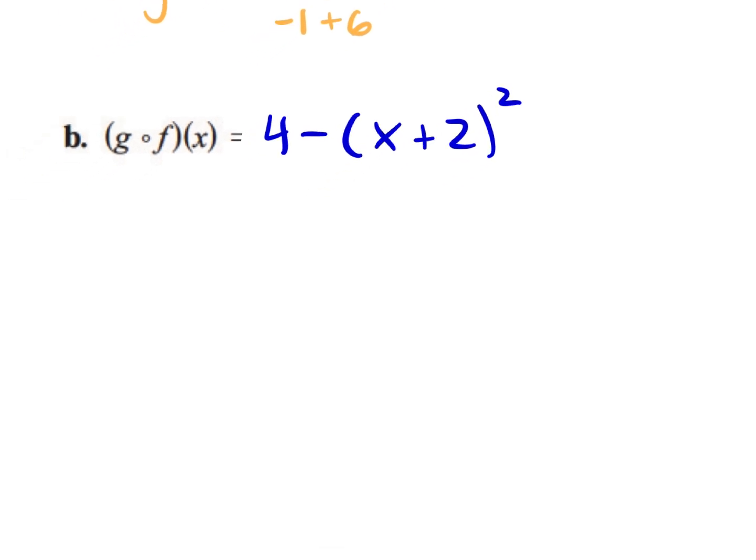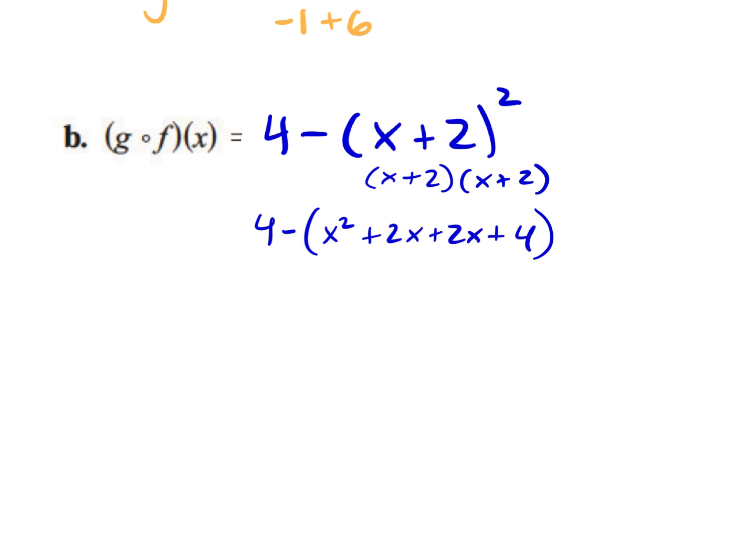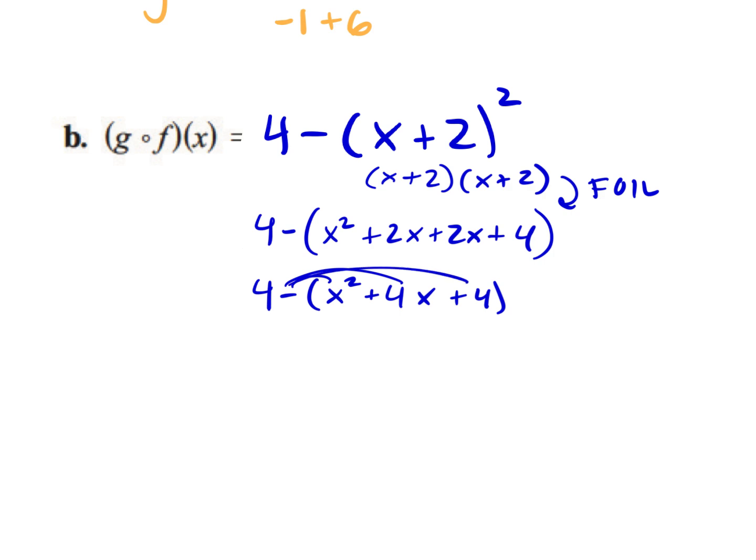From here we want to simplify. So (x plus 2) squared, we're going to write it twice and FOIL it out. So we have 4 minus, I'll keep this in parentheses since we're subtracting the whole thing. So this would be x squared plus 2x plus 2x plus 4. So we just FOILed that. Then we can combine like terms. So 4 minus (x squared plus 4x plus 4). We want to distribute the negative. So 4 minus x squared minus 4x minus 4.